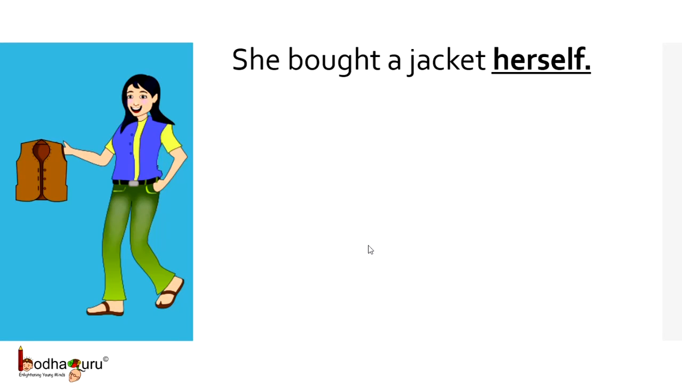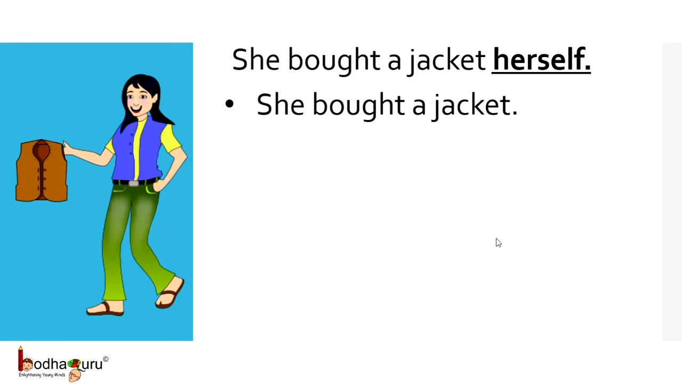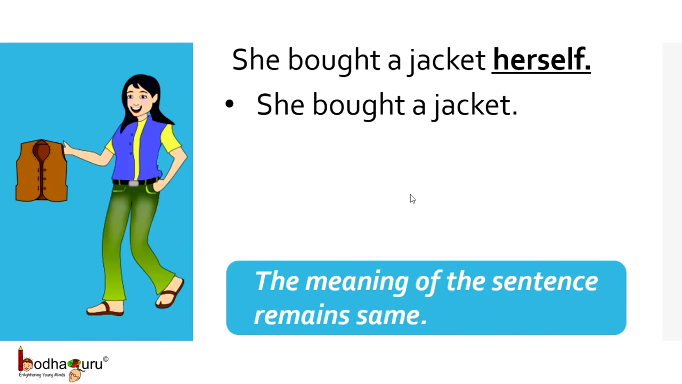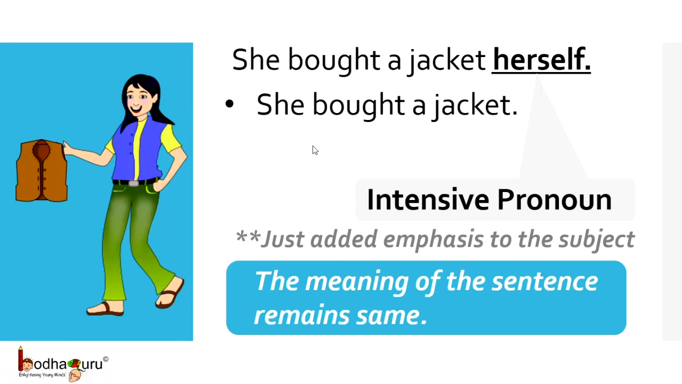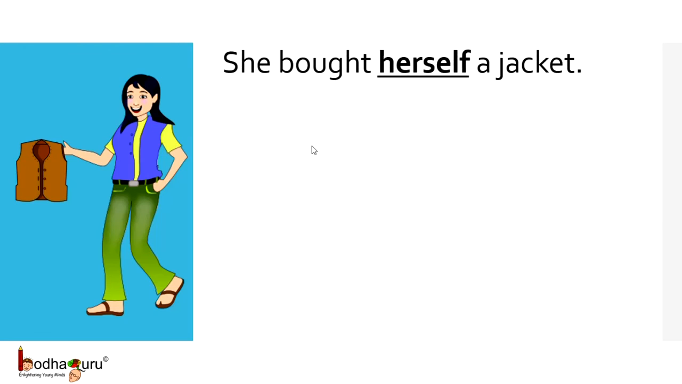Now coming to the second example, she bought a jacket herself. Again, let's remove or drop herself from the sentence. We get she bought a jacket. So we can say the meaning of the sentence remains the same and hence it is an intensive pronoun here, and it just added emphasis to the subject she.